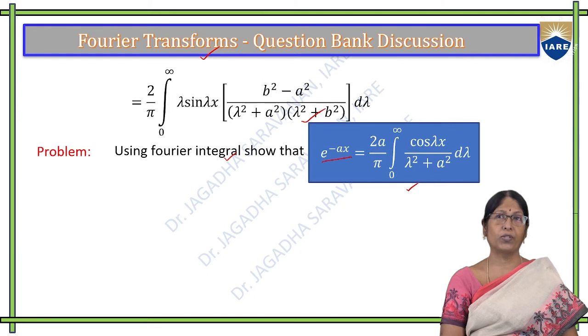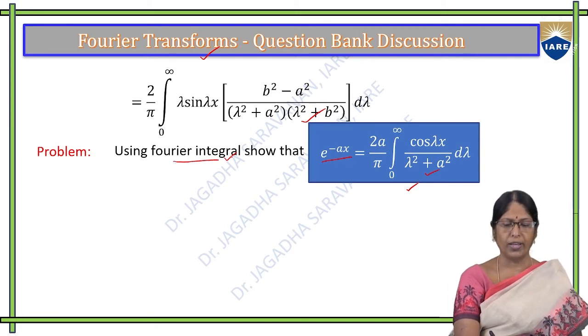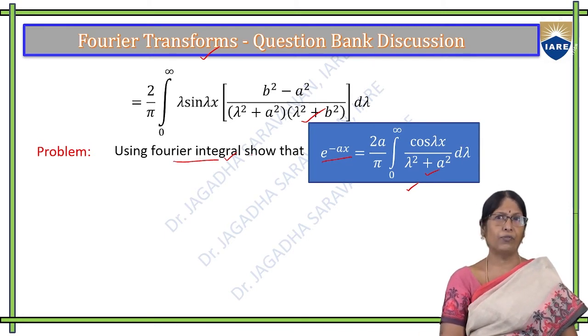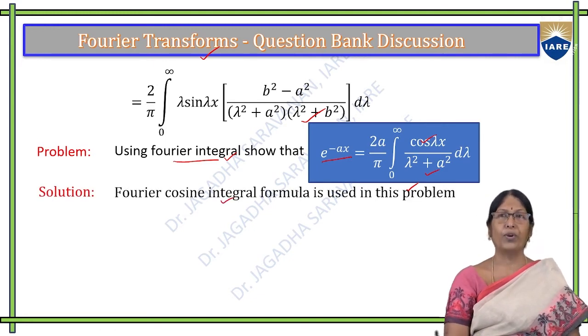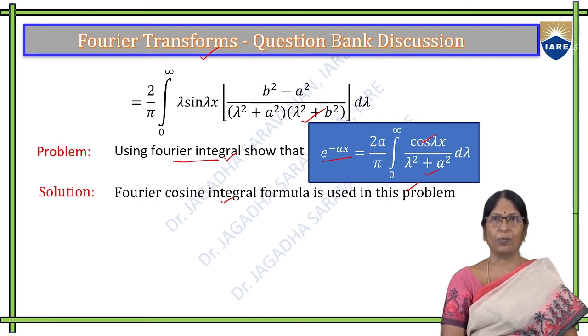Our f of x is given as e power minus ax, and this is the result we have to prove using the Fourier integral. So the main topic is Fourier integral. Fourier sine integral is there, Fourier cosine integral is there. But looking at the question, the trigonometric cosine term is there, which gives us an idea that we will go to the Fourier cosine integral formula.